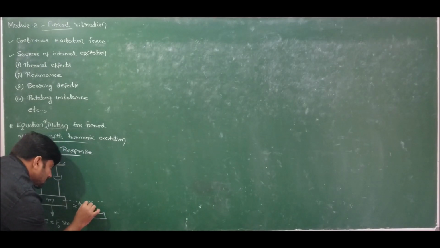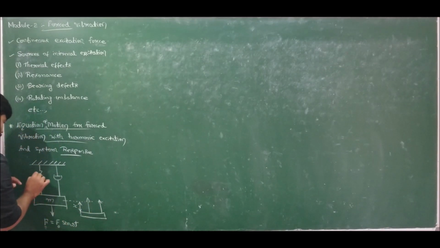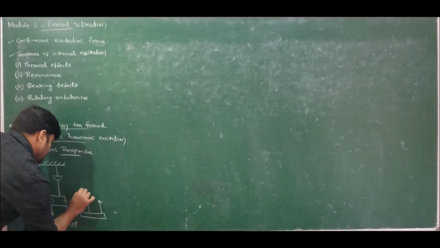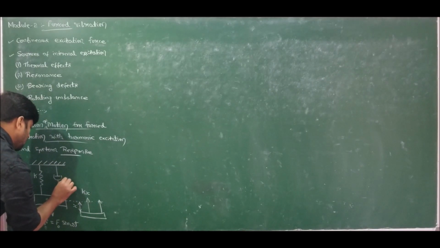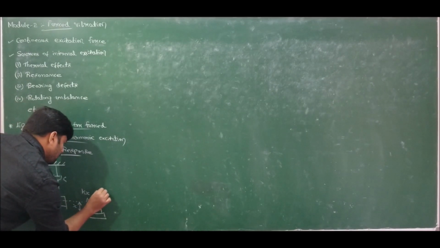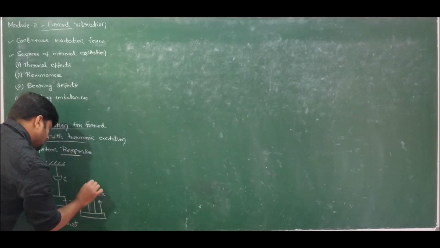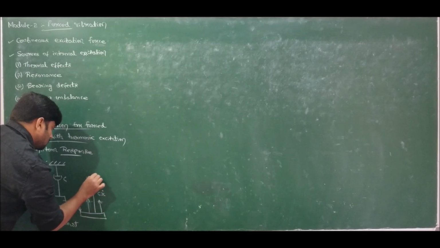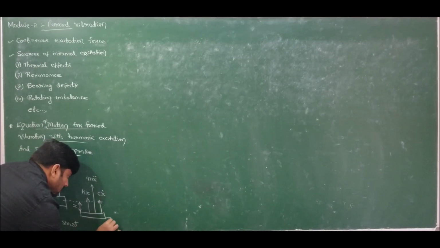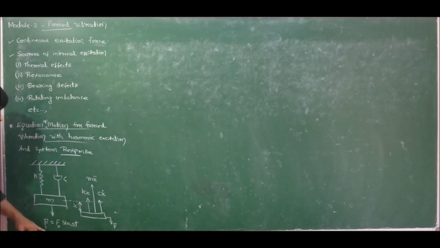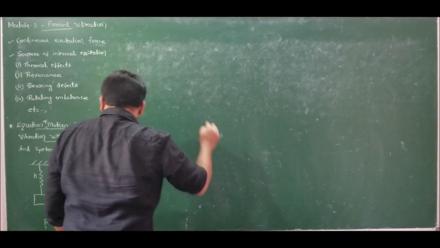Now what are the restoring forces acting? The restoring forces acting will be the spring force, that is stiffness times the displacement, kx, and the force due to damping, that is c x dot, and also we have the inertia force of this mass. Inertia force of this mass is m x double dot. And the force acting downward is F, which is nothing but F naught sin omega t, where F naught is the amplitude of force.